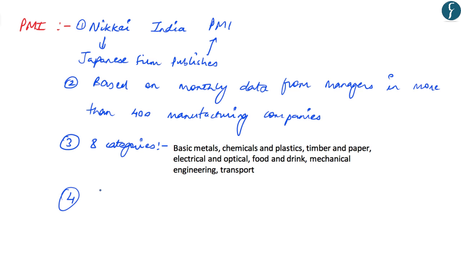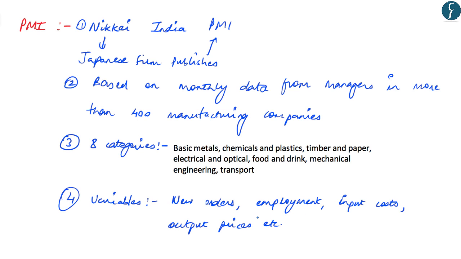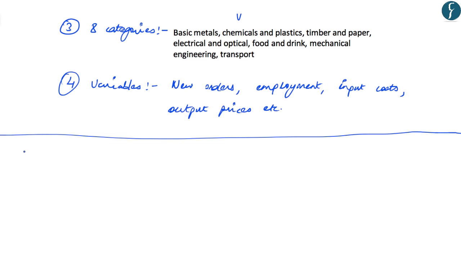Also, various variables are used for the calculation of PMI in India, and these usually include items like new orders, employment, input costs, output prices, etc. And if we look at these variables, they are very dynamic. So if we compare IIP and PMI, we can say that PMI is more dynamic compared to IIP. So till now we have discussed the key features and how IIP and PMI are calculated in India. Now let's discuss key differences and similarities between IIP and PMI.